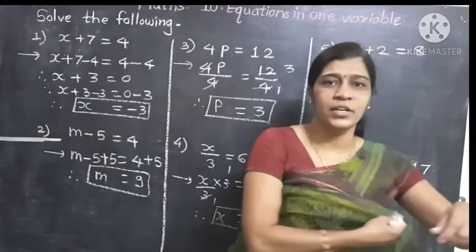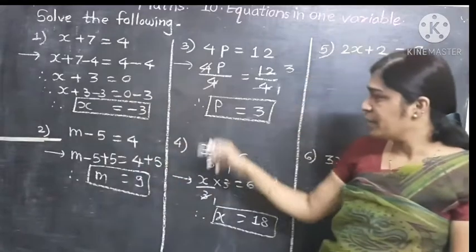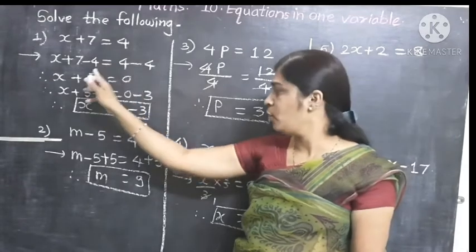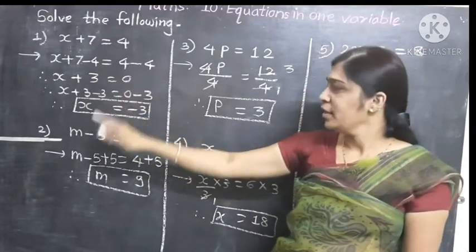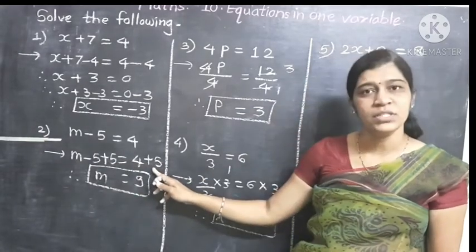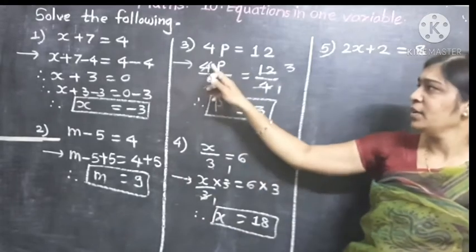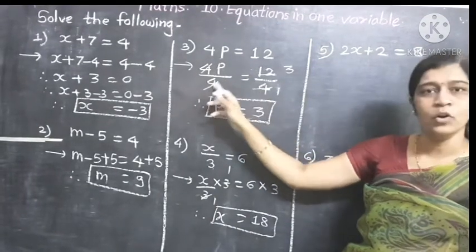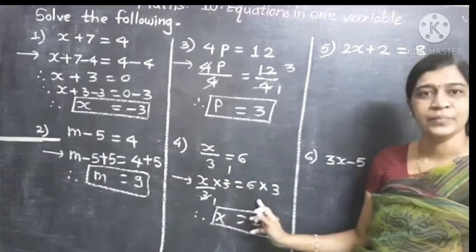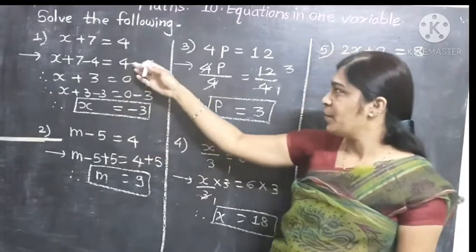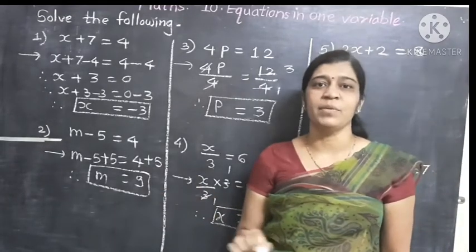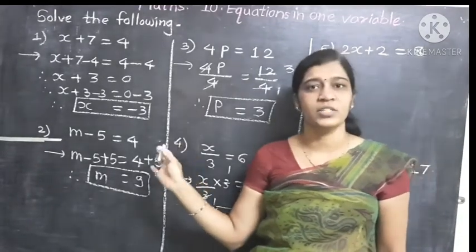Okay students, here we see that these 4 examples are of different kinds. See, in the first example I had subtracted 4 from both sides. In second example I had added 5 on both sides. In third example here I had divided by 4 on both sides. And in fourth example I had multiplied both sides by 3. Means we can add, subtract, multiply or divide both sides of the equation by the same number, such that the value of the equation does not change.